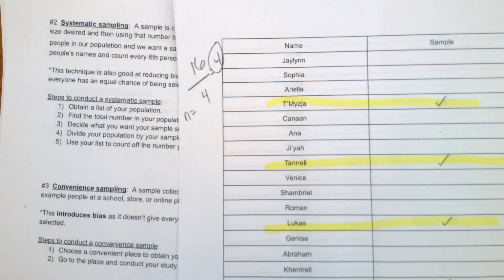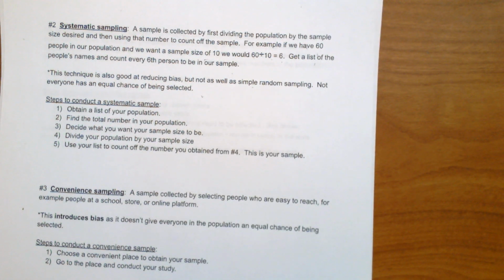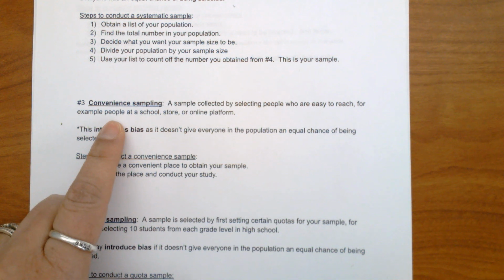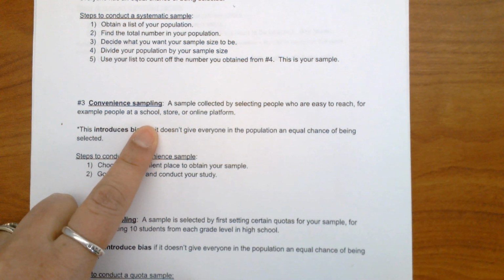Okay, what other ones? We see there's another one here. So let's move that. Number 3, we have what's called convenience sampling. Convenience sampling is a sample collected by selecting people who are easy to reach.